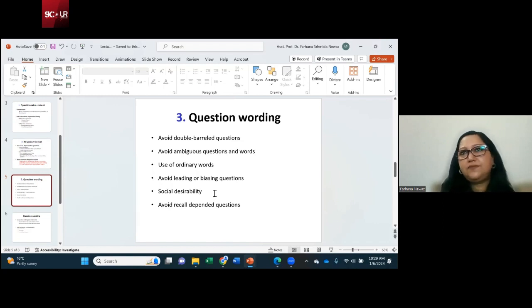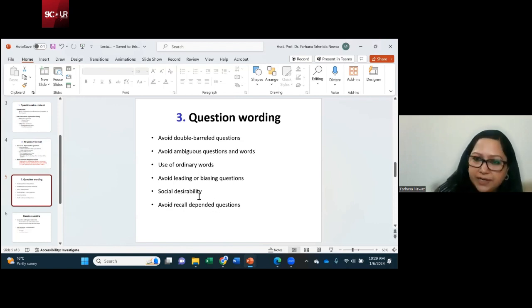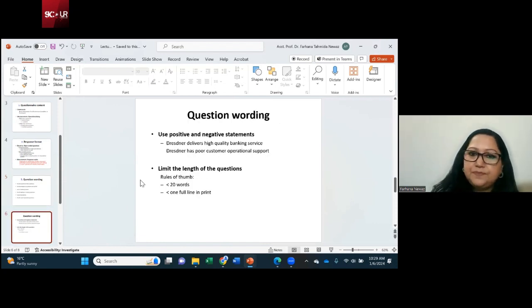For example, if you ask your respondent about 30 years back when you joined your first job, in which department you were in and for how long, then 30 years back what happened is hazy in your memory, right? So you will not be able to get the right answer. So try to avoid these recall-dependent questions, so that it will not reflect the real result. This type of wording you should avoid when you are preparing your questions.